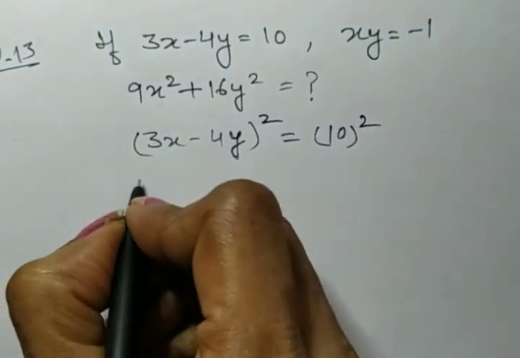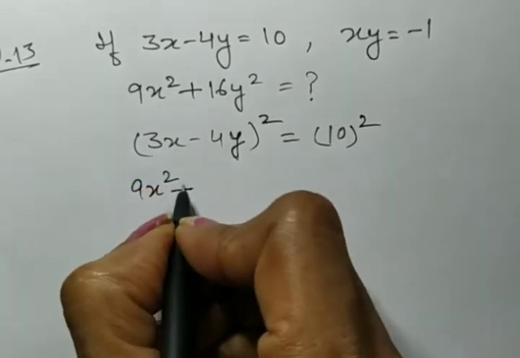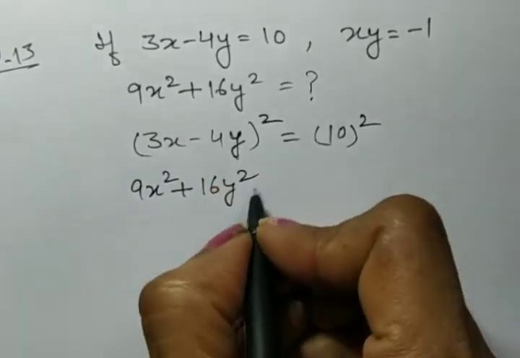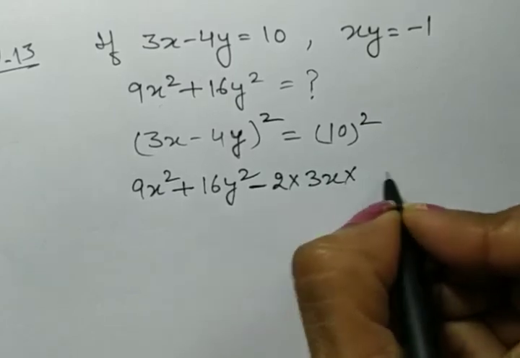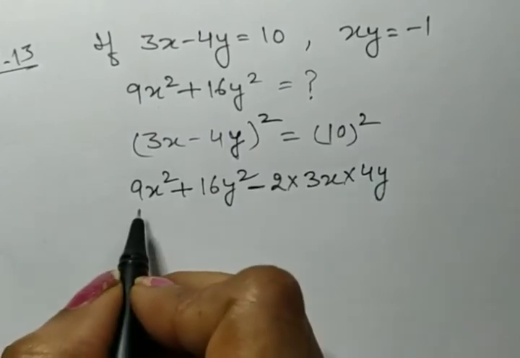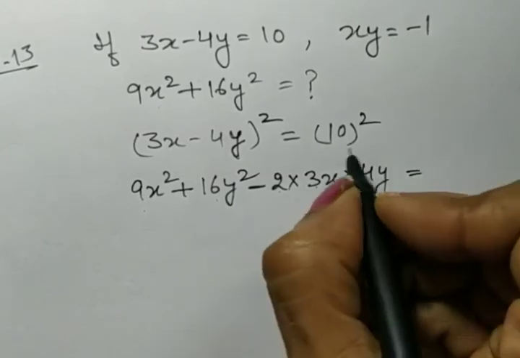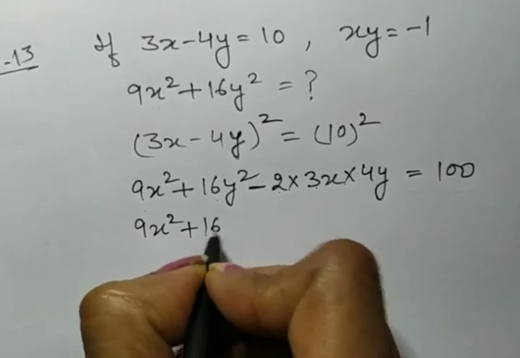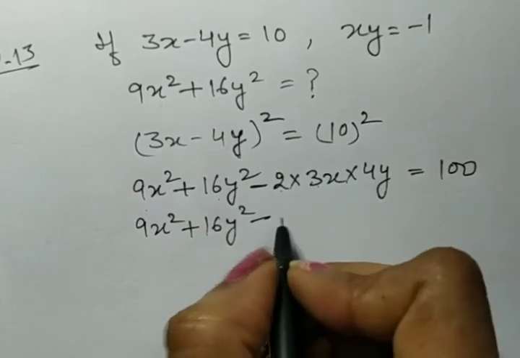Let's see what we will get. We get 9x square, that is square of 3x, plus 16y square, that is square of 4y, minus 2 into 3x into 4y. This is identity second, that is a square plus b square minus 2ab is equal to 10 square, that is 100. 9x square plus 16y square minus 2 3s are 6, 6 4s are 24.